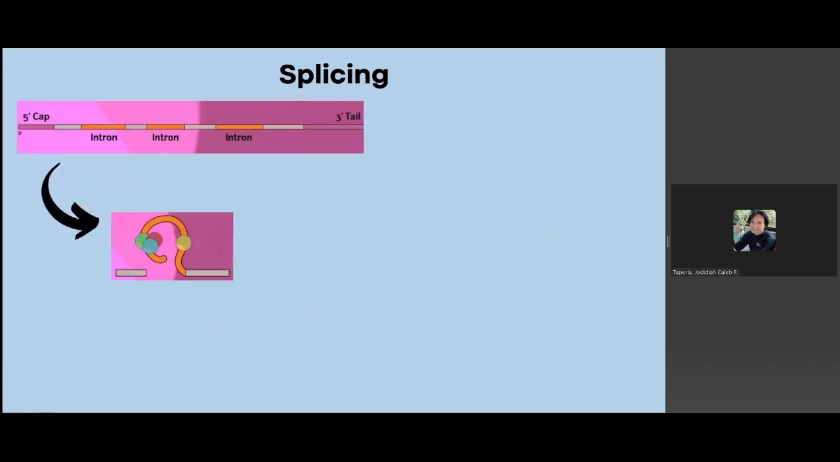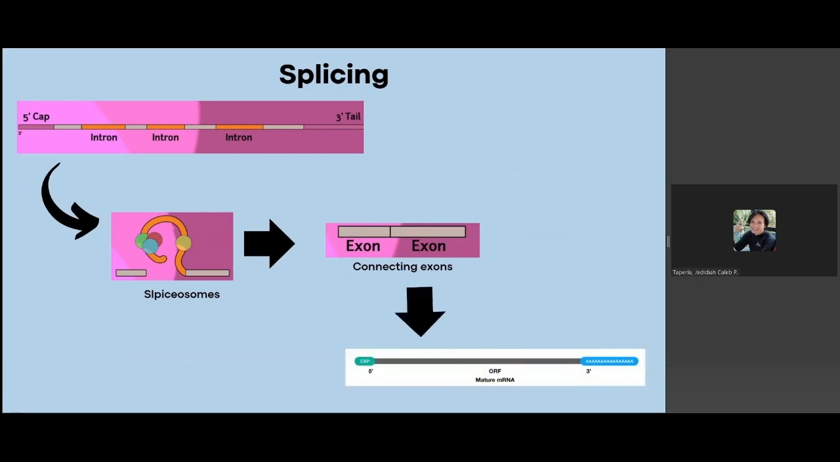The next one is RNA splicing. In this process, protein complexes called spliceosomes remove introns, or the non-coding sequences of RNA, and they connect the exons, or the coding sequences of RNA, to each other to finally produce the mature mRNA that is ready to leave the nucleus through the nuclear membrane via the nuclear pore complex.